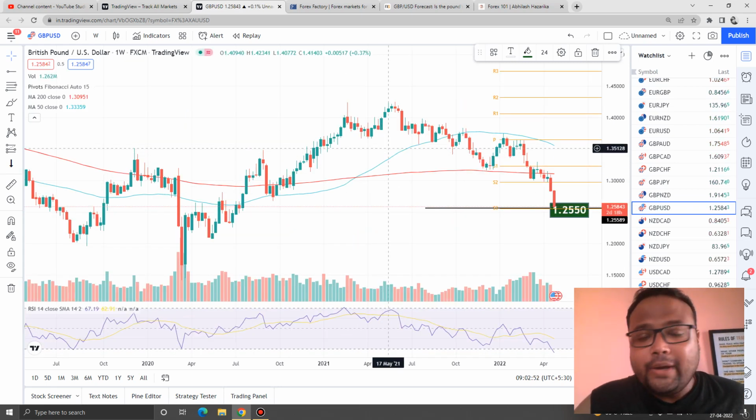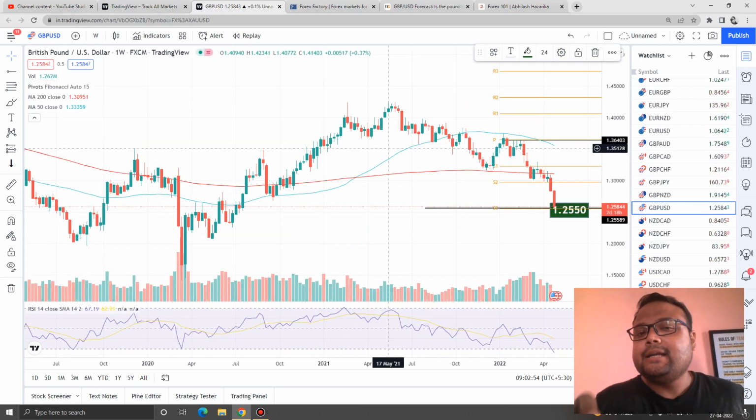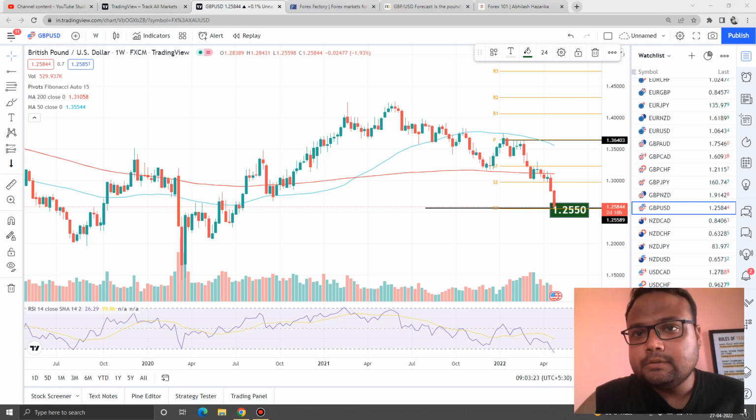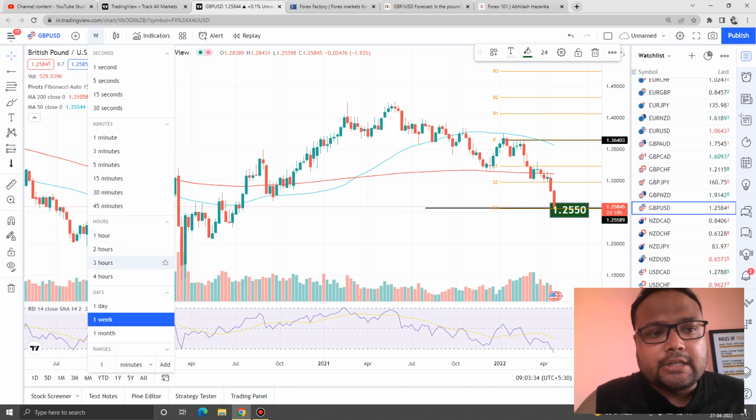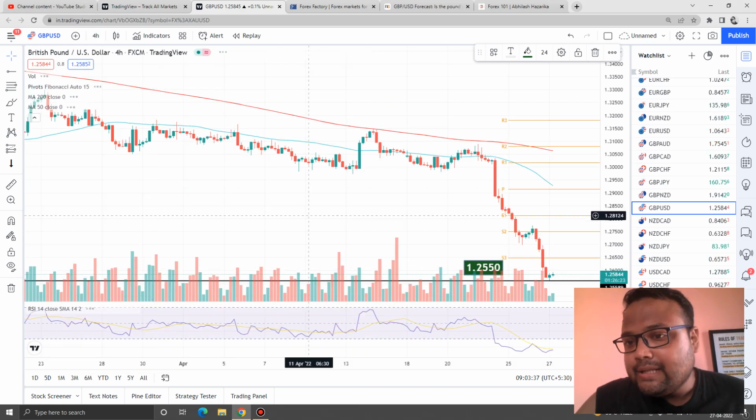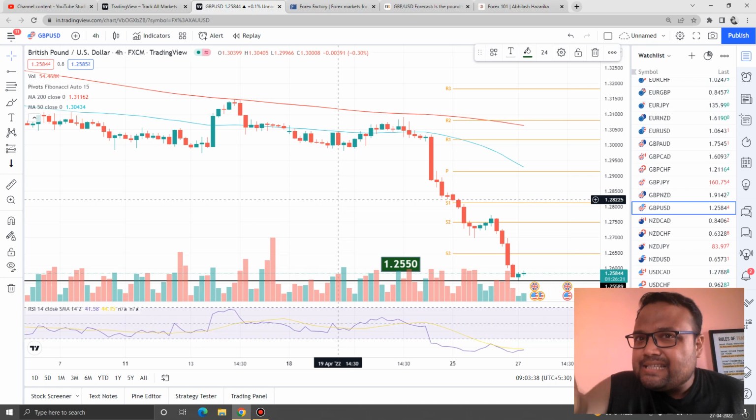This is the weekly chart of GBP USD, and right now GBP USD is standing at a very critical level of 1.2550, and we have seen that GBP USD has reached this level by breaking many critical levels. As a result, we cannot trust the level fully, 1.2550.